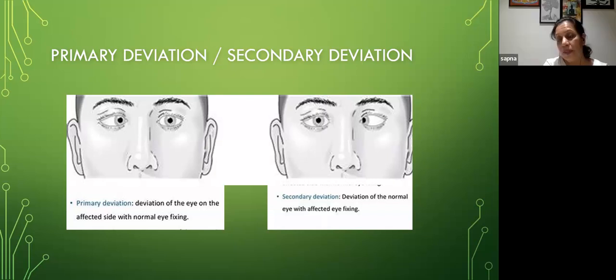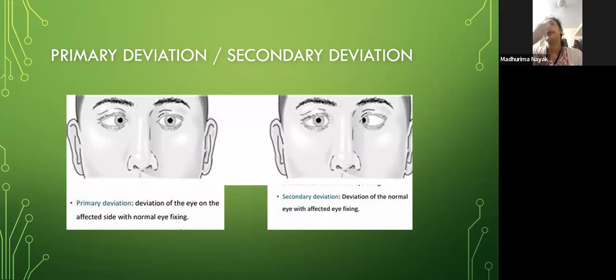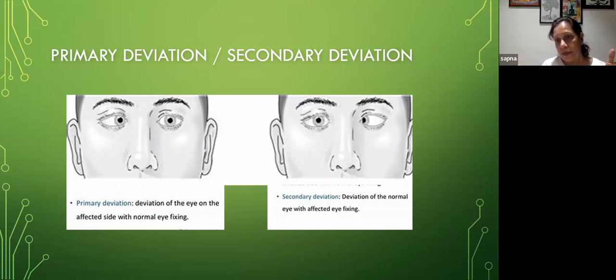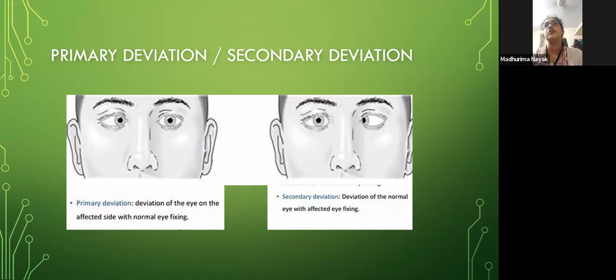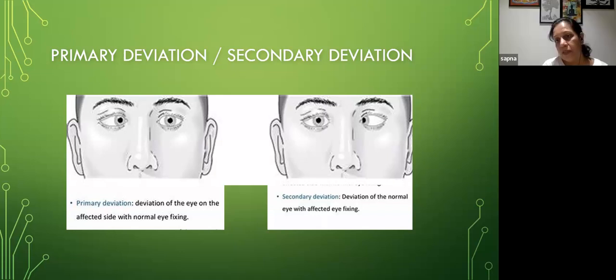With the paretic eye, when the patient fixes, there will be extra innervation because it is making an extra effort to fix there. So that becomes the secondary deviation, and that deviation will be more in the paralytic eye.